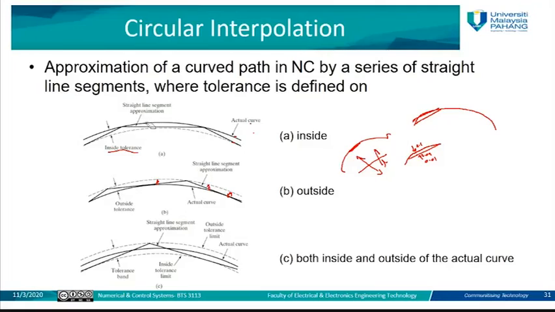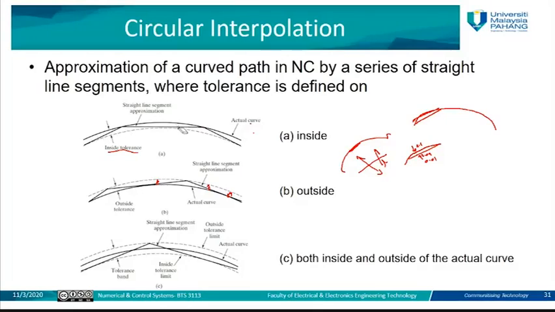The outside curve is the actual curve here. The actual curve means the curve that we need the machine to move around or follow in order to create, for example, or to perform a task on the product or on the workpiece. I want the machine to move in this circular or curve line path.